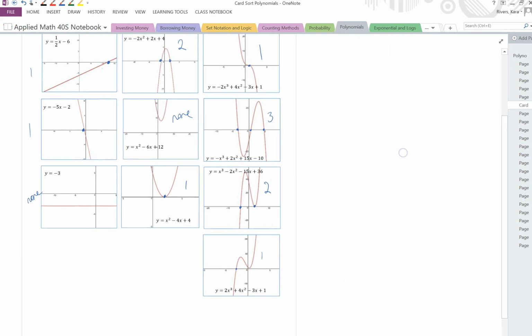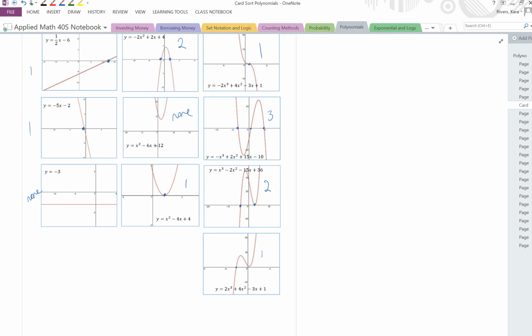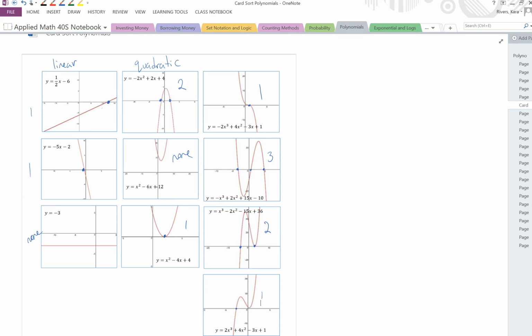So the next question we're asked is, how is the degree of a polynomial function related to the x-intercepts? Well, linear functions can either have 1 or none, and it's a degree 1. Quadratic functions can have 0, 1, or 2, and it's a degree 2. And then our cubic function, which is a degree 3, can have 1, 2, or 3 x-intercepts. So the degree of the function is actually related to the number of x-intercepts, or the number of zeros we have. Let's go look at that in our notes.